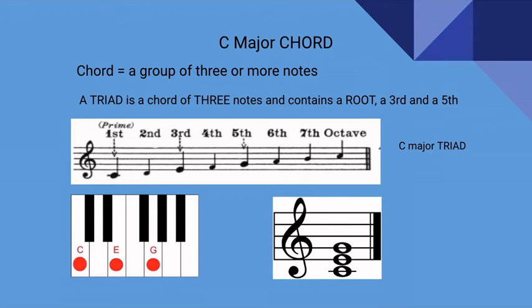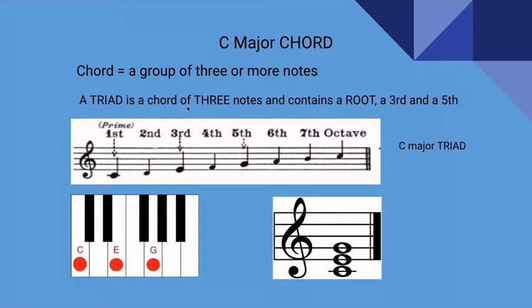We have already learned about the C major scale, and we know how to play it on our piano. Now we're going to learn about what a chord is, the C major chord. What is a chord? A chord is a group of 3 or more notes. Today we just focus on the 3 notes. For 3 notes, we call it a triad.